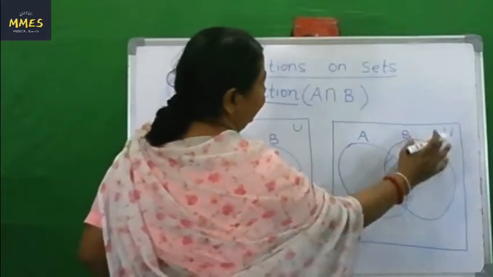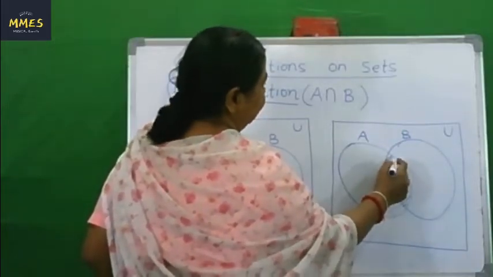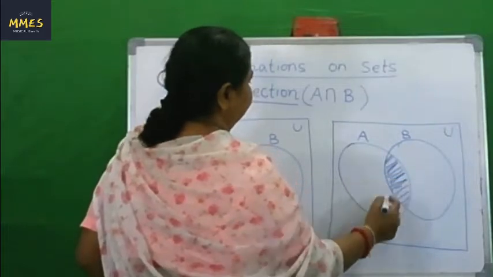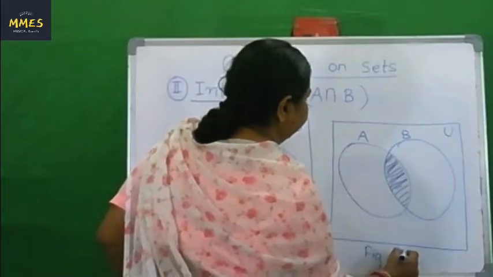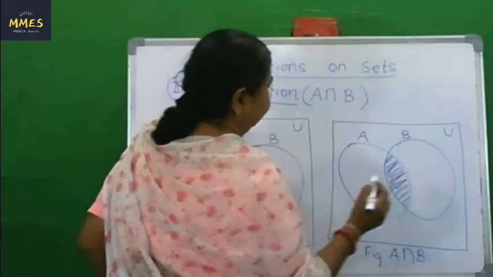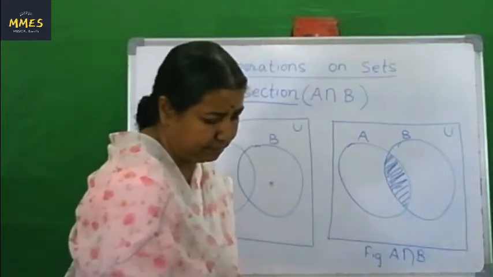This is the complete universal set. Sets A and B are intersecting, so this part is the intersection. This is the figure of A intersection B. Next, please.